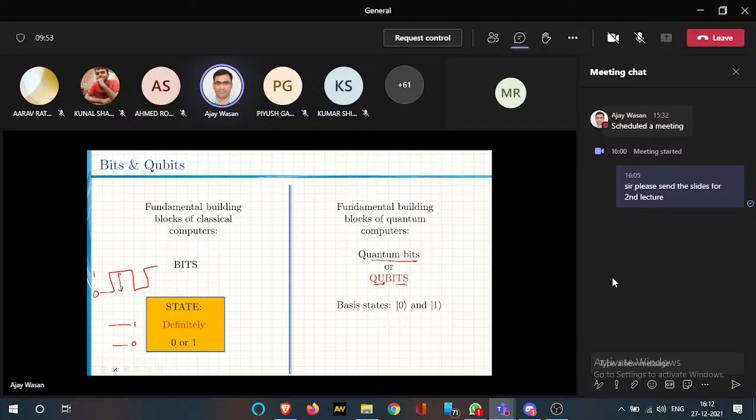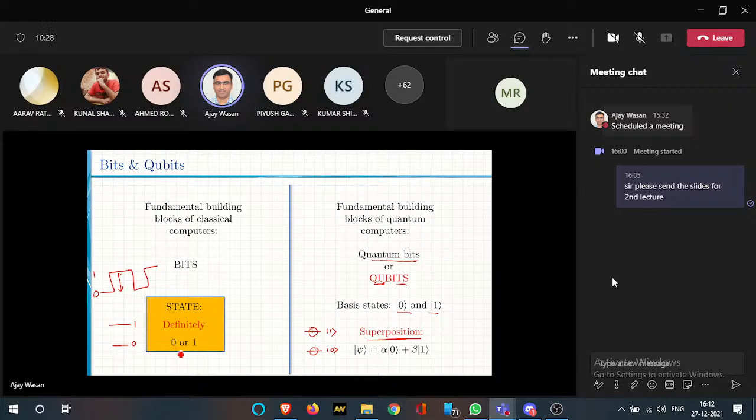So the basic states are 0 and 1, but one more difference is there is superposition. These two states will be in a superposition. What is the meaning of this? Suppose I make two states, this is 0 and this is 1. It has a probability of being here as well as being here. The system can be found in the two states simultaneously. That is what we call superposition.